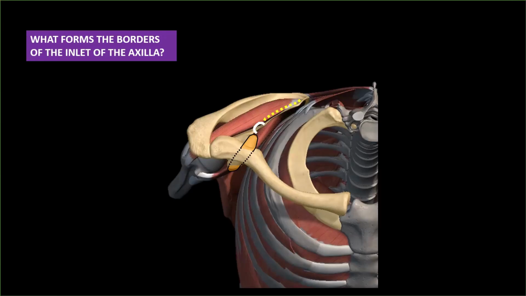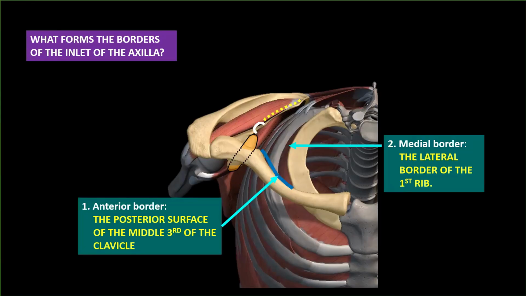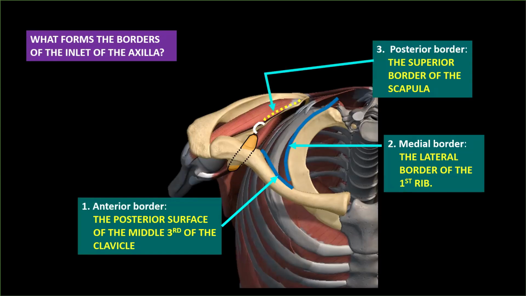What forms the borders of the inlet of the axilla? 1. Anterior border, the posterior surface of the middle third of the clavicle. 2. Medial border, the lateral border of the first rib. 3. Posterior border, the superior border of the scapula.